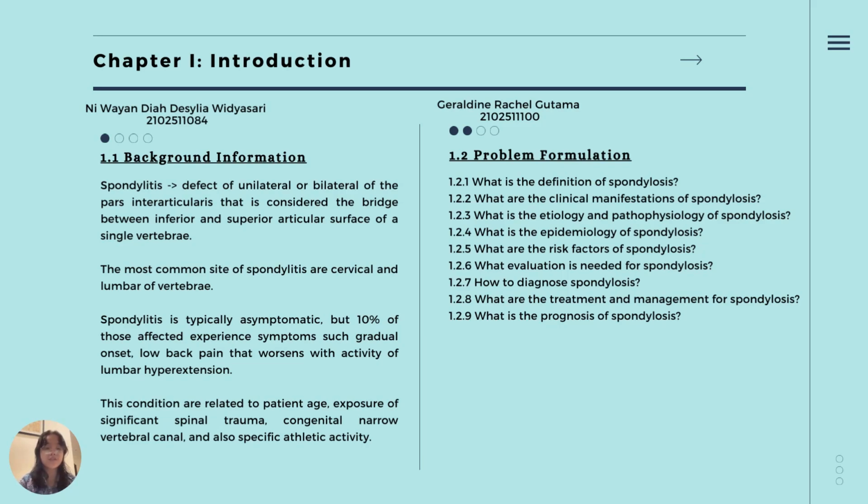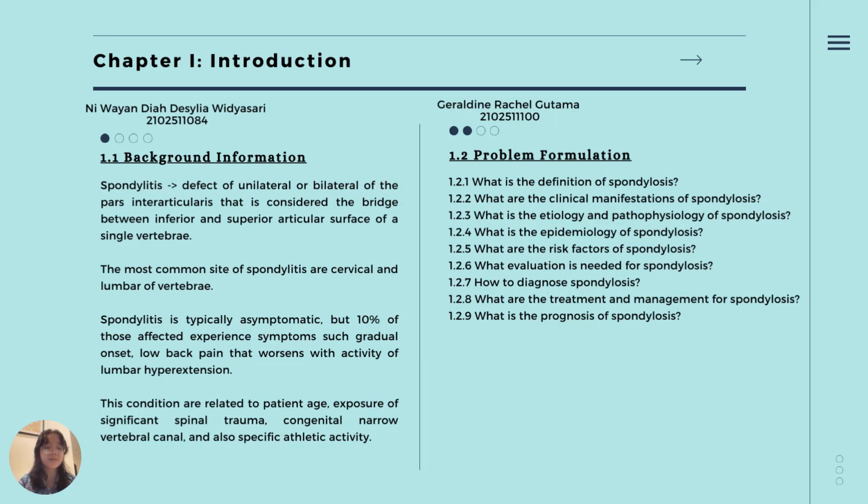Spondylolysis is a condition where there is a defect, unilateral or bilateral, of the pars interarticularis, which is considered the bridge between the inferior and superior articular surface of a single vertebra. The most common types of spondylolysis are cervical and lumbar vertebrae.